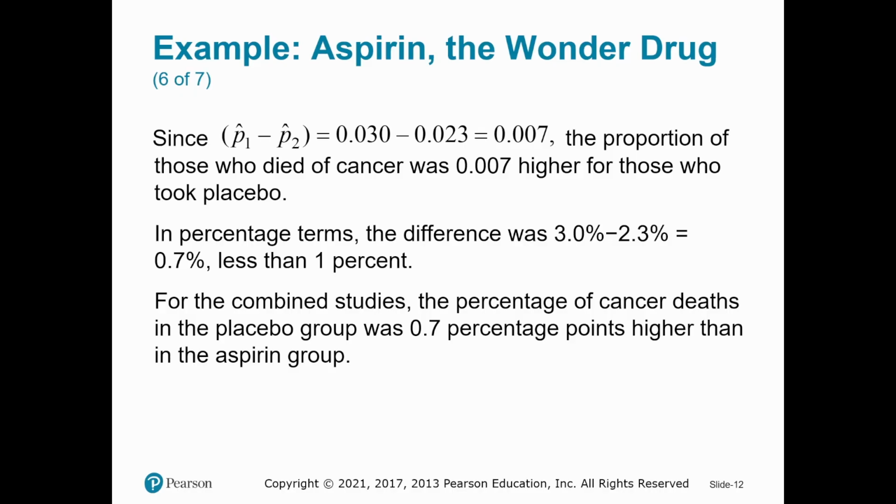So in percentage terms, the difference was 0.7% less. For the combined studies, the percentage of cancer deaths in the placebo group was 0.7 percentage points. Again, I would really rather use the word more or above than in the aspirin group. I wish Agresti could weigh in on this. Who's right? The person who wrote up this PowerPoint or me. No one's going to adjudicate this PowerPoint.